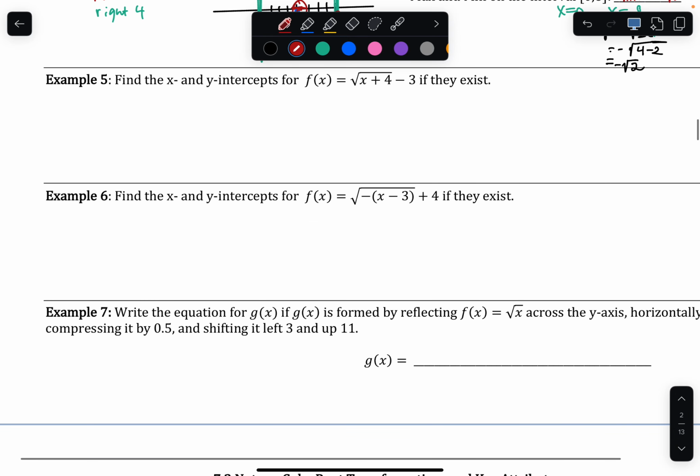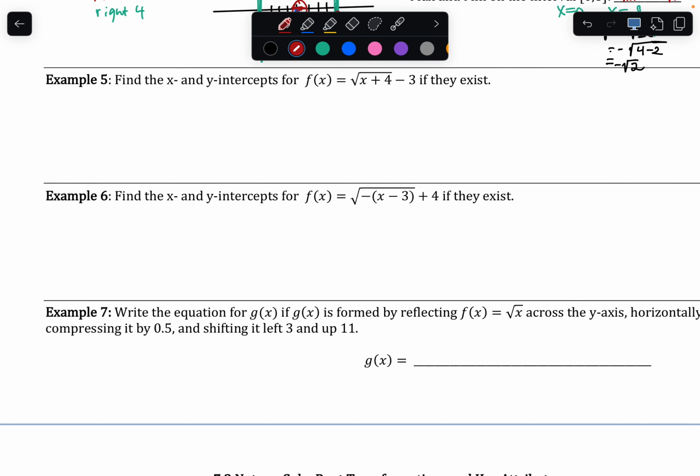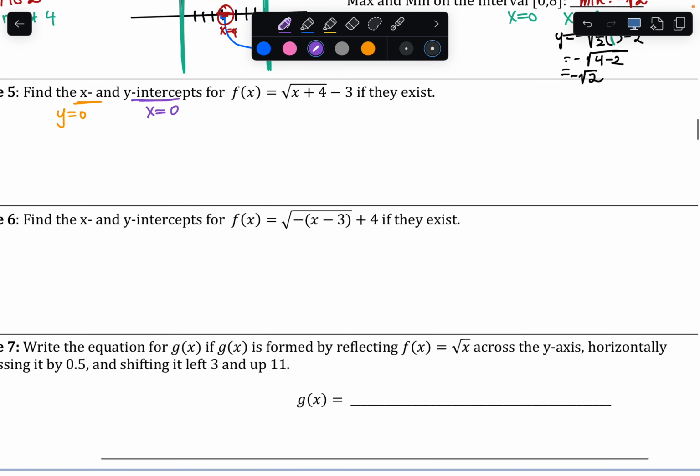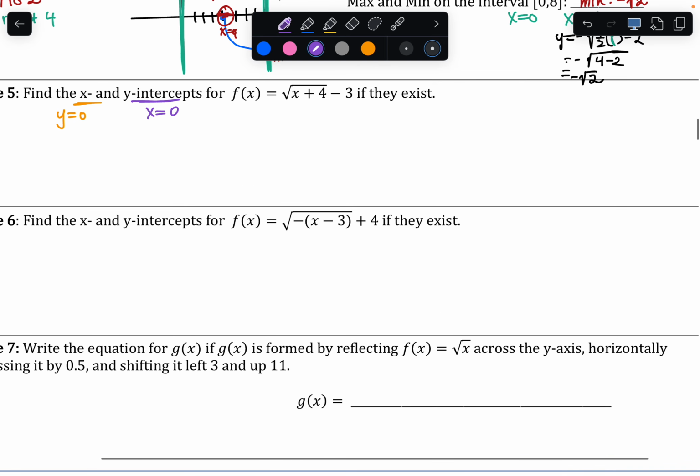Okay, these next examples, we're going to practice finding the x and y intercepts, which we've been doing for all of our other functions. Remember, for the x-intercept, you are plugging in y equals 0. For the y-intercept, you're plugging in x equals 0. The y-intercept is easier because you're just number crunching. So I'm going to start with the y-intercept. And so for the y-intercept, we plug in x equals 0.